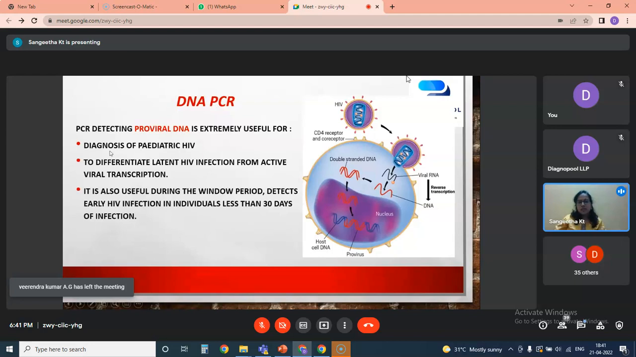This test is mainly used for diagnosis of pediatric HIV and even to differentiate latent HIV infection from active viral transmission. As you can see here, the latent infection is where the virus remains as a provirus. So it can help you in differentiating whether the patient is in a latent period or in an active viral replication period. It is also useful during the window period to detect early HIV infection.